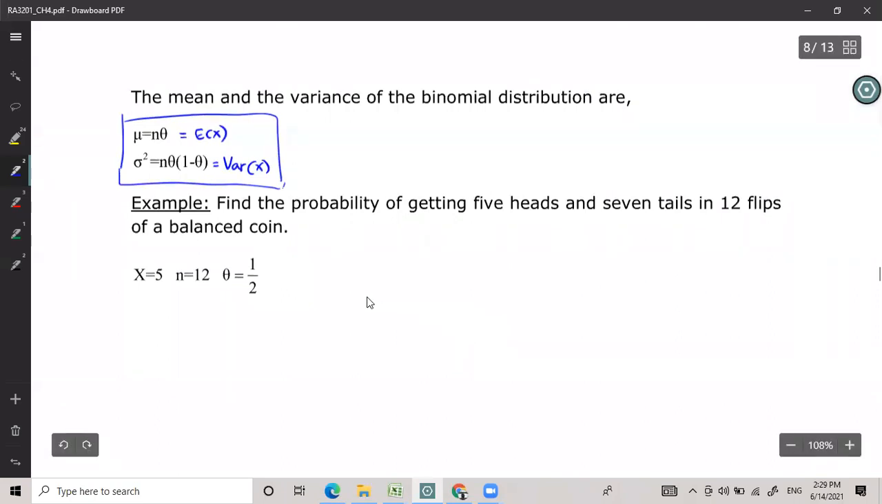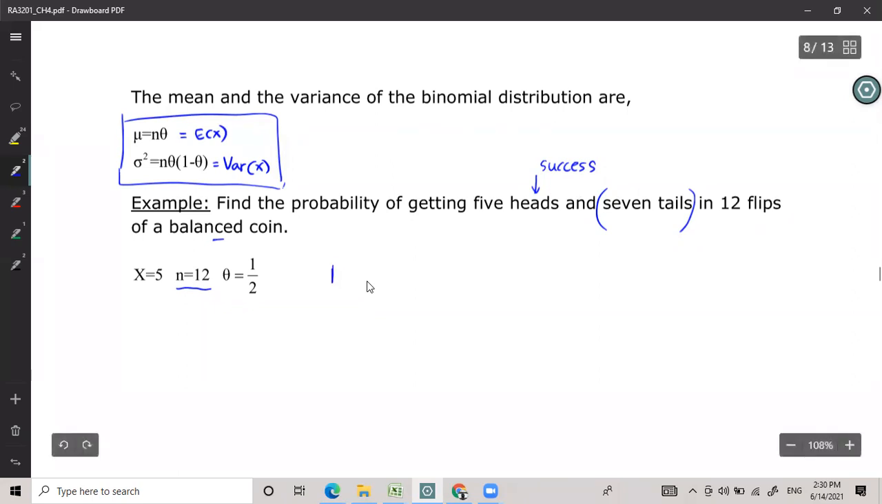Okay. Right. So here's an example. Find the probability of getting 5 heads. If you get 5 heads, automatically there will be 7 tails in 12 flips of a balanced coin. So you are going to do 12 flips. That is the number of trials, n equals 12. Since it is a balanced coin, let's say head is the success. Your success is getting a head. The probability of success is 1 over 2 or 50%, right? So this is theta, the probability of success.